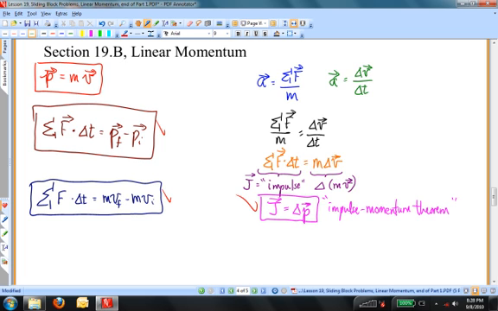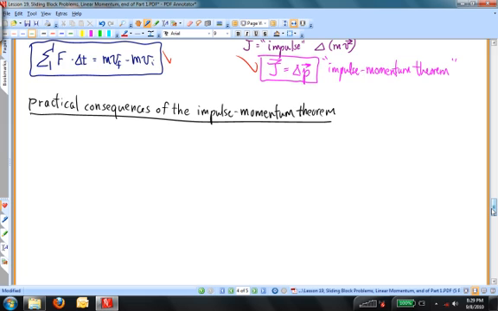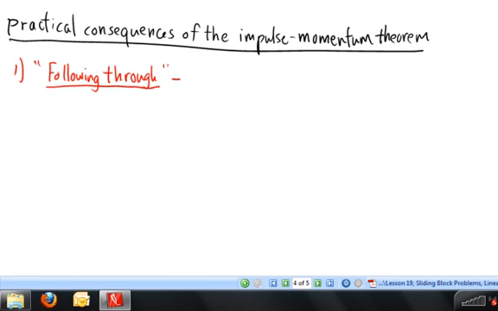Now, let's talk about some practical consequences of this impulse momentum theorem. We're going to talk about two particular practical consequences. Practical consequence number one, something that you may have heard as an athlete, your coach telling you to follow through. Now, in this application, your coach probably didn't explain to you the theoretical physics behind all this, but basically what your coach told you is that if you are striking a ball either with your body or with some instrument, the more that you follow through, in other words, the longer you stay in contact with the ball, the farther the ball is going to go.